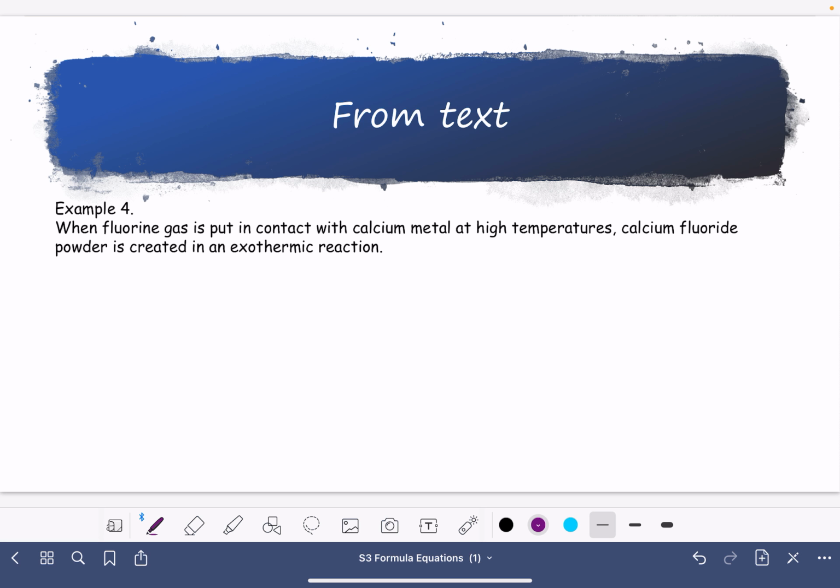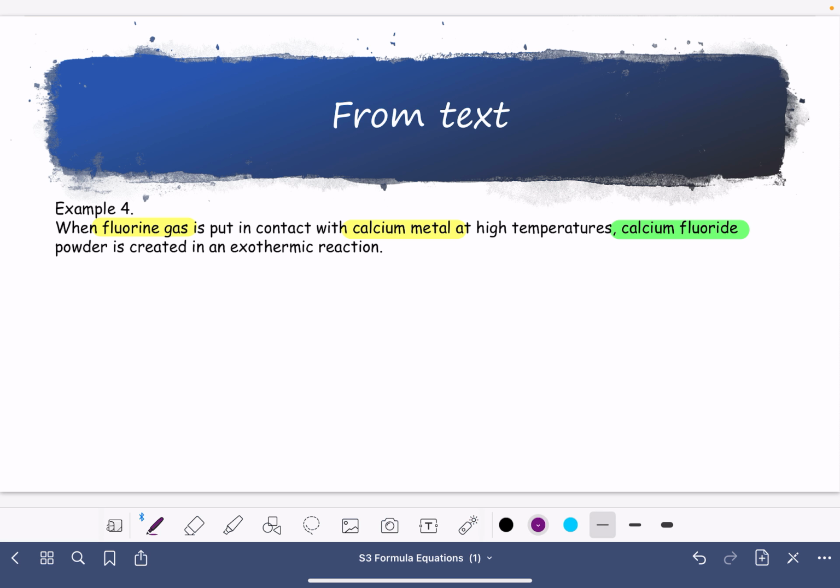So when we're given a piece of text like this, the first thing we want to do is identify the reactants and products. So here I'm going to put the reactants in yellow and the products in green, okay? Right, so when fluorine gas is put in contact with calcium metal at high temperatures, calcium fluoride powder is created in an exothermic reaction. Okay, so I've identified that fluorine gas and calcium metal are the reactants and calcium fluoride is the product by reading the text.